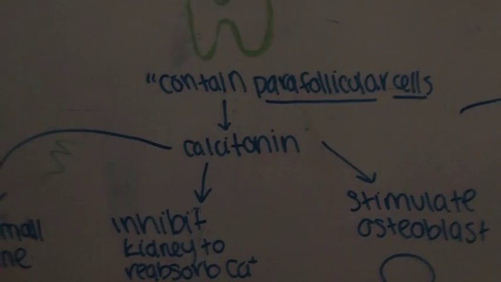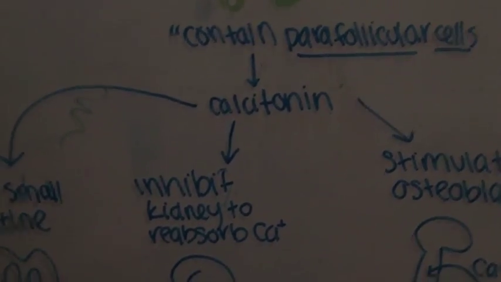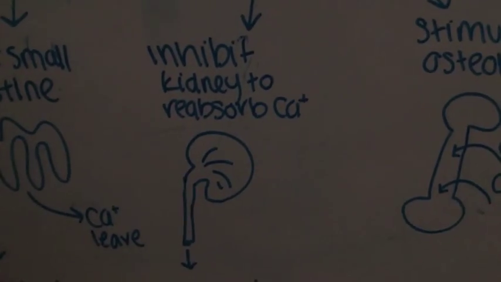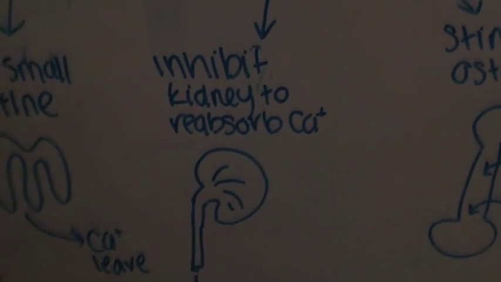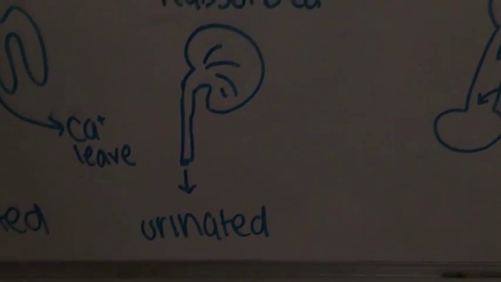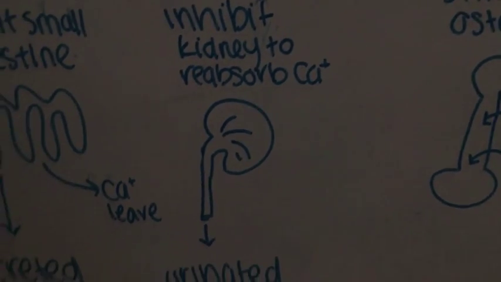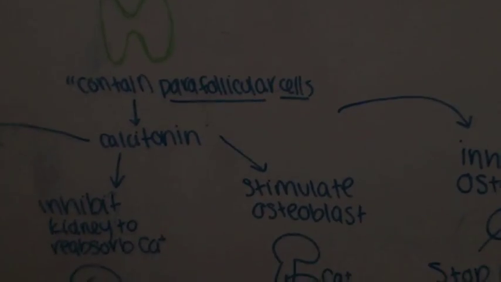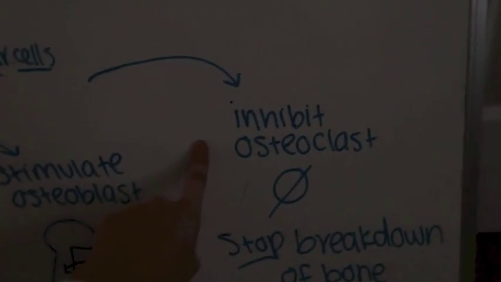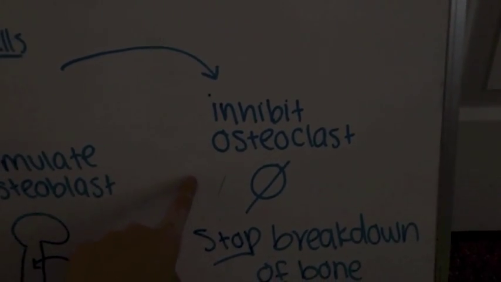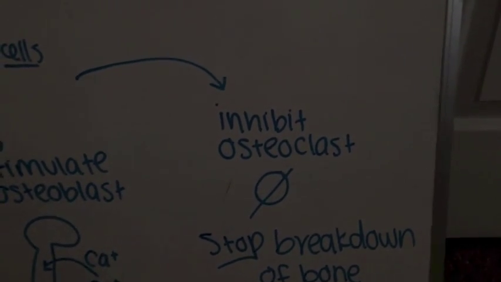Moving forward, let's see how calcitonin affects the kidney. It affects the kidney by inhibiting the reabsorption of calcium. This will also allow the calcium to be urinated out, which will decrease calcium levels. Let's discuss how calcitonin affects the bone. As we discussed for the parathyroid hormone, the parathyroid stimulated the osteoclasts because they broke down bone, which would put calcium back into the bloodstream.